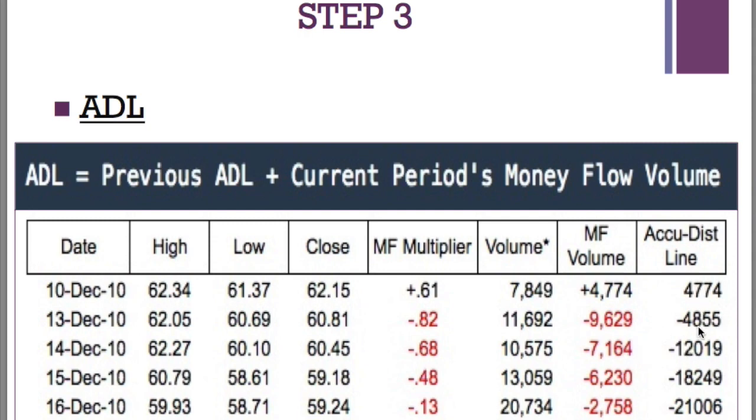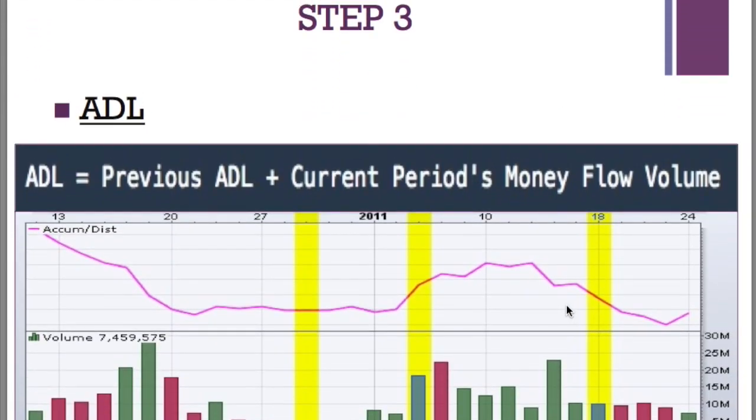And so all these values, you can now put in a graph. And you get the accumulation distribution line. In part 2 I will demonstrate this in Excel.